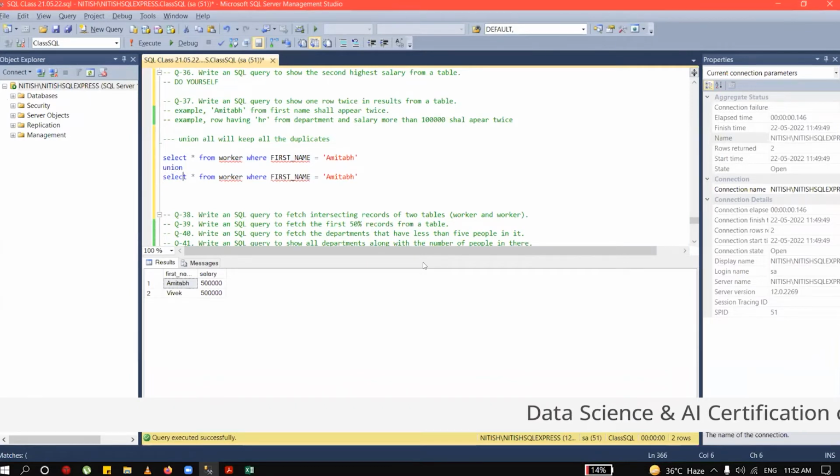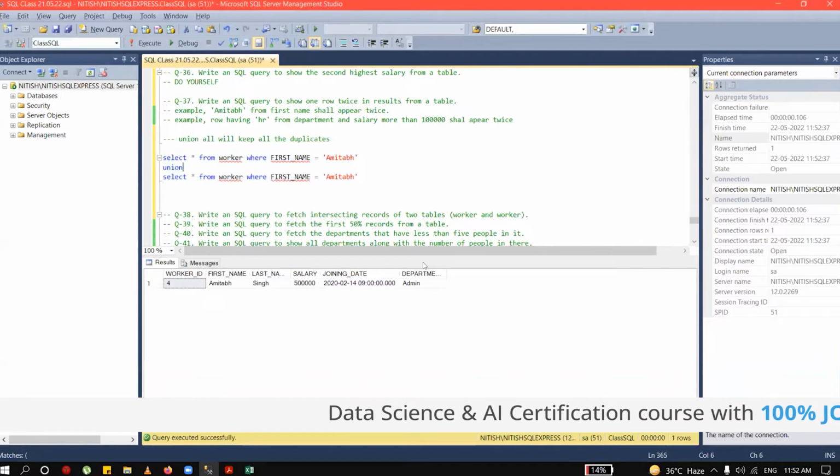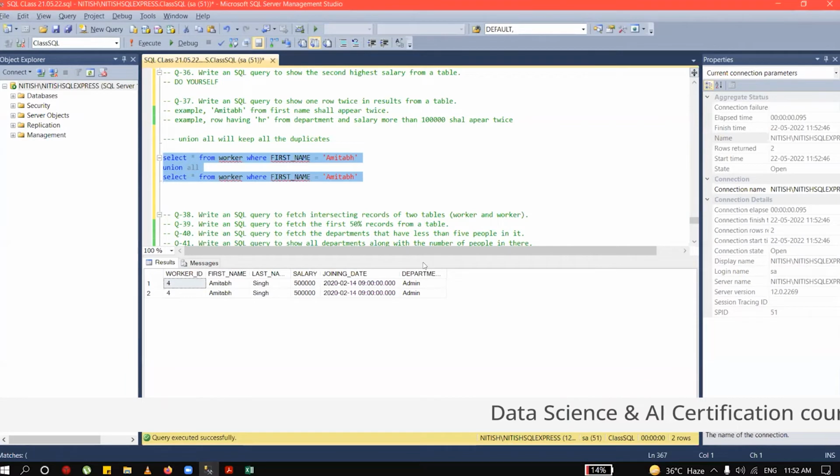If I do union, you can see it will be only a single time, because union means only and only unique records. If I do union all, then I can get the duplicate records, and here it is twice. Same thing you have to do for the salary also. So this small homework I leave for all of you for the salary.